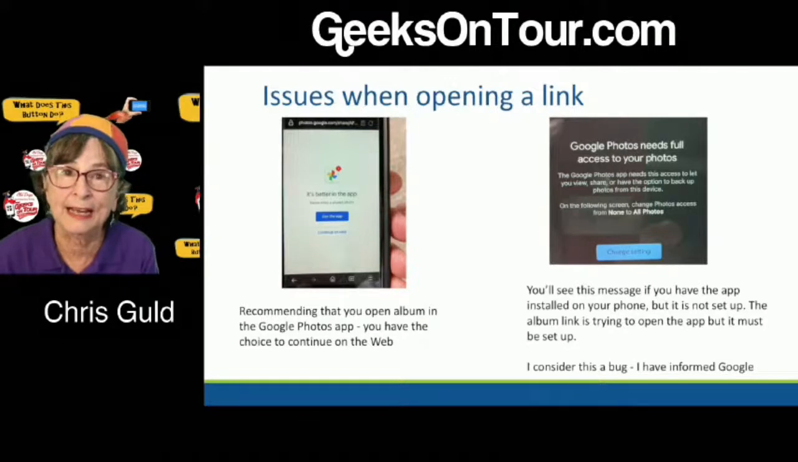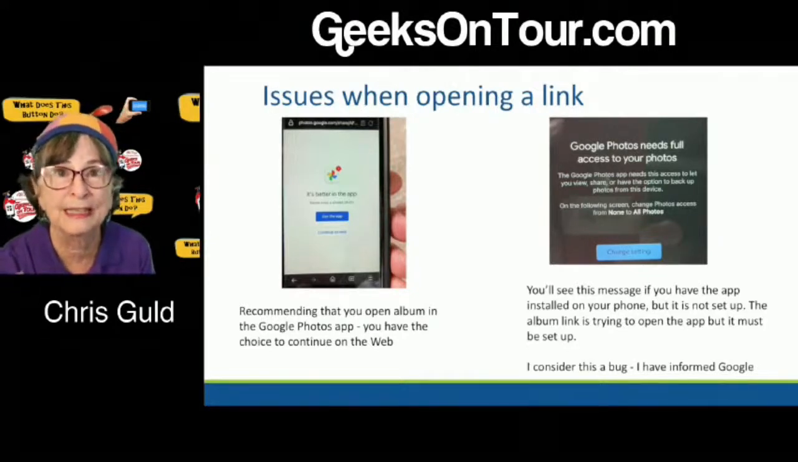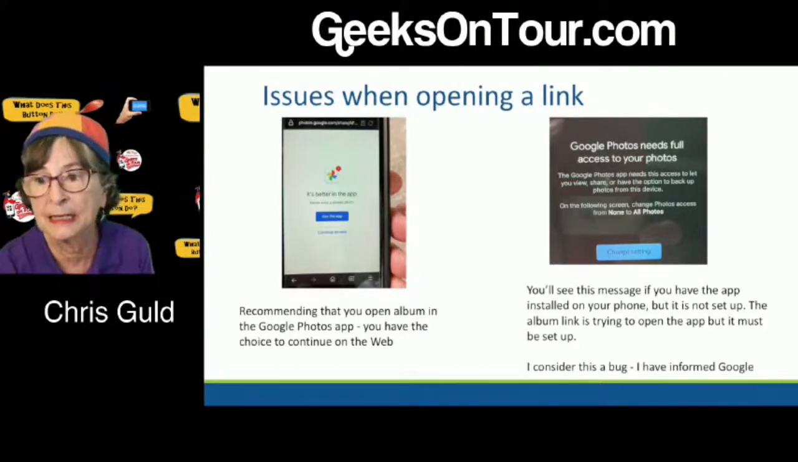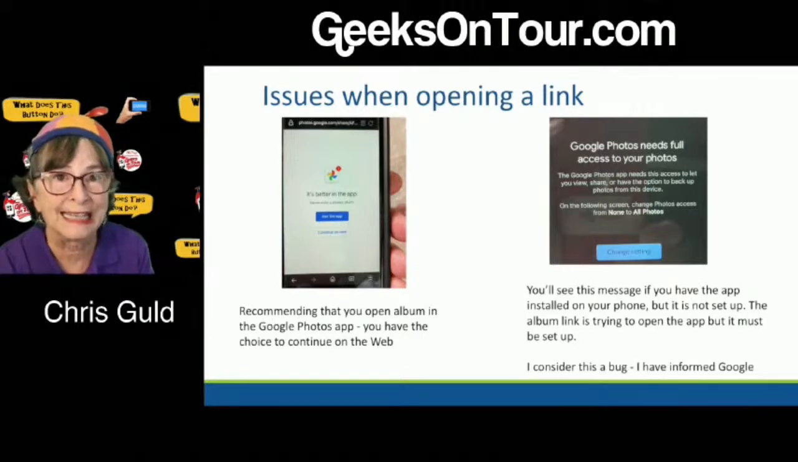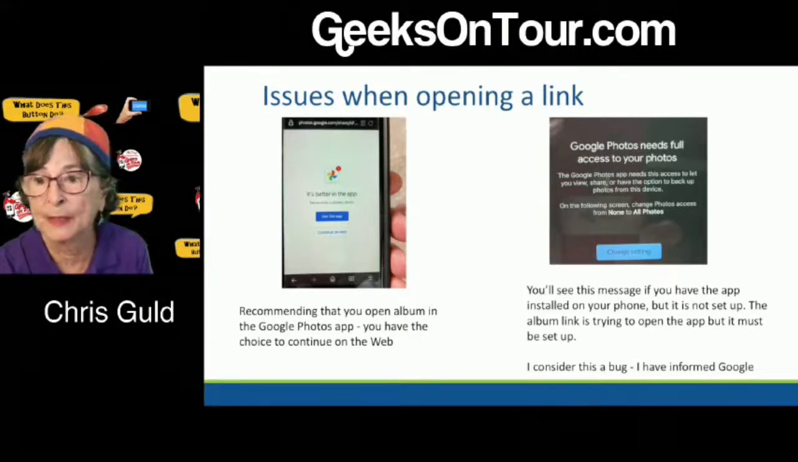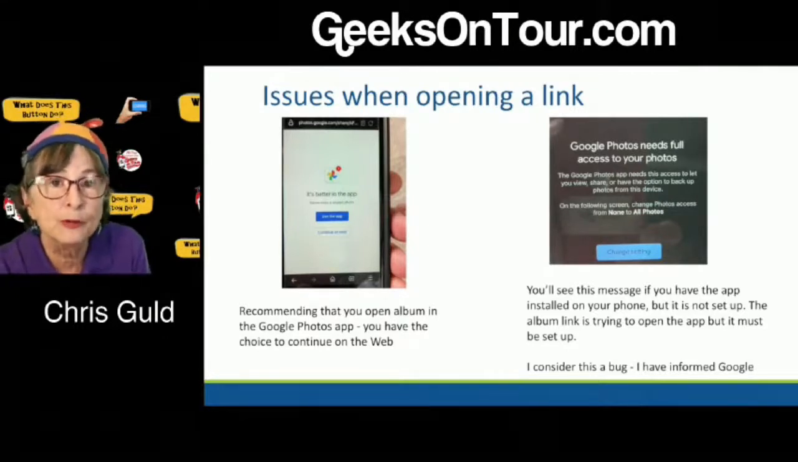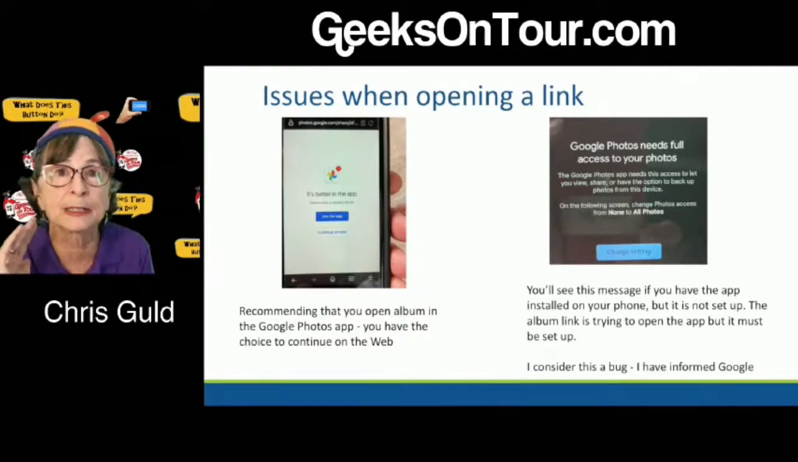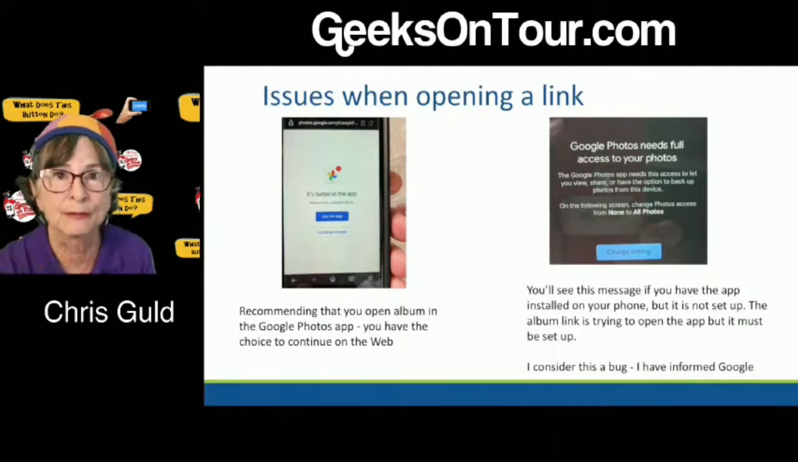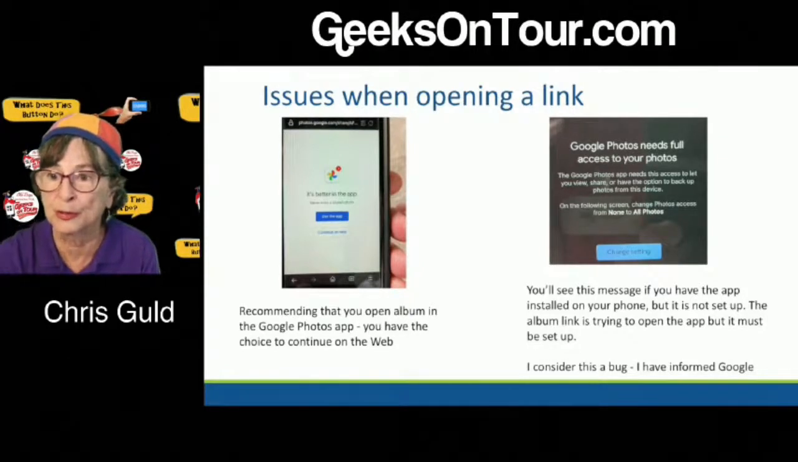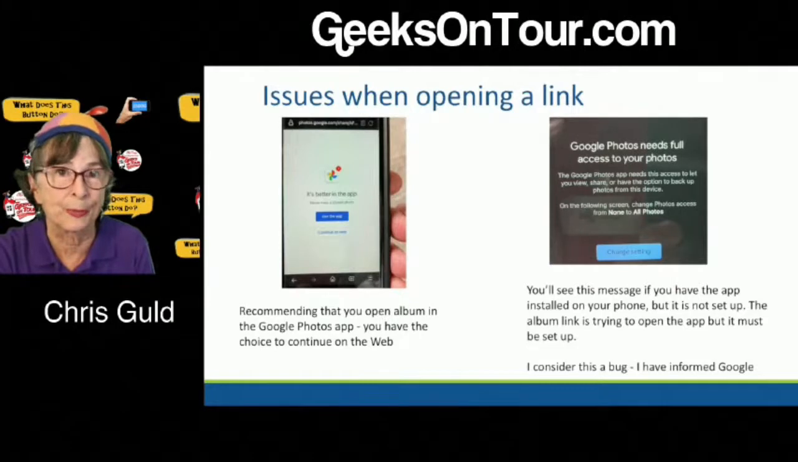Now, I consider that kind of a bug. The first screen is what you should see. When you click on the link to my album, you should have the option of opening in the app. If you use the Google Photos app, then yeah, that's the best way to go. But if you don't use the Google Photos app, you should be able to choose to stay with the web.